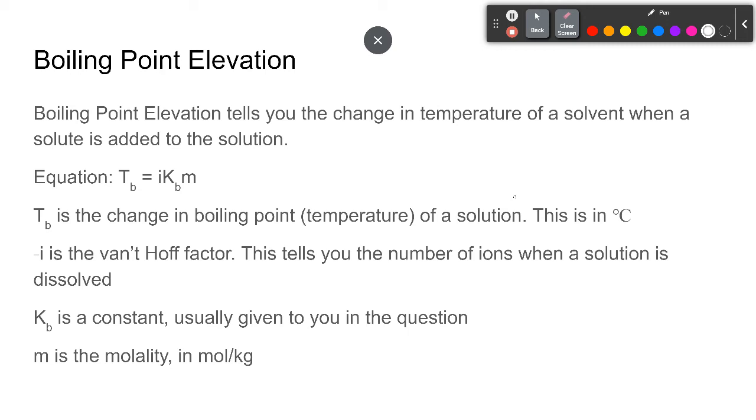So in the equation, ΔTb is your change in boiling point of a solution. It's going to be in degrees Celsius. Positive i, again, is your Van't Hoff factor. This tells you the number of ions when a solution is dissolved. Kb is your constant. Again, I'm going to give that to you in the equation unless I'm trying to get you to solve for that. And m is your molality, moles per kilogram. Cool.